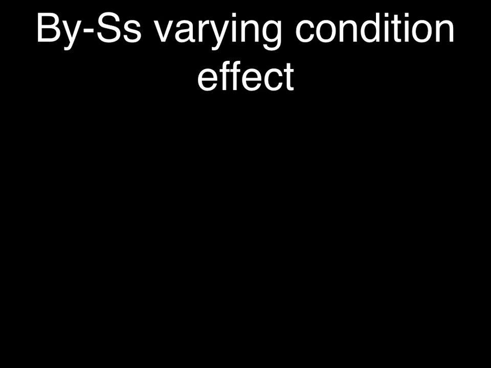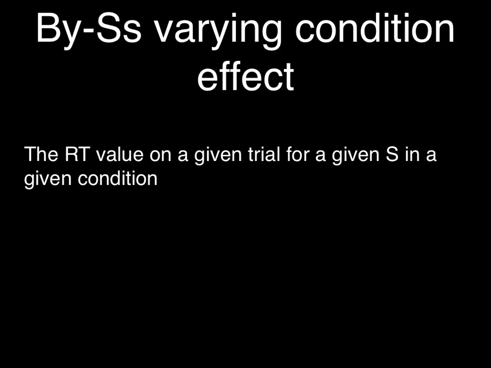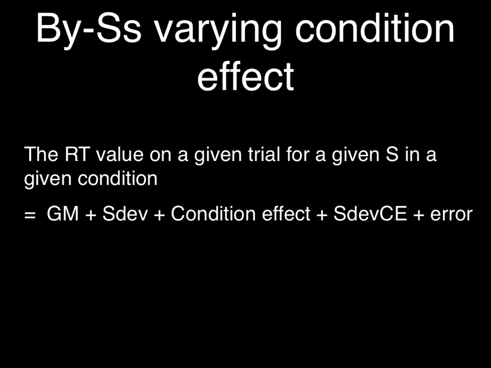So a slightly more complicated model is a by-subject varying condition effect. In this scenario, the RT value for a given trial and a given subject and a given condition is determined by this equation. We've got grand mean, deviation of subjects from the grand mean, condition effect, now deviation of subjects' condition effect from the overall condition effect, and then error.